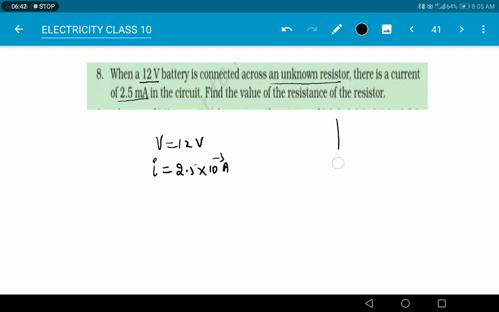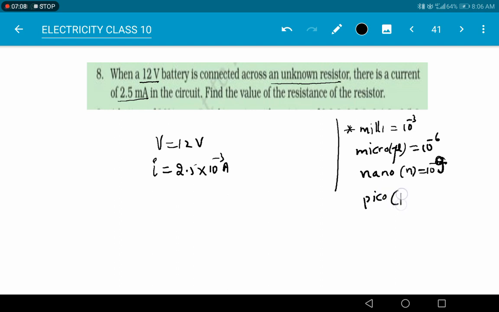You can note one point beside. Milli stands for 10 power of minus 3. Micro, this is the symbol of micro, stands for 10 power of minus 6. Nano stands for 10 power of minus 9. And pico stands for 10 power of minus 12. Remember this, it will be useful if the current is given in terms of microampere, nanoampere, picoampere. We can substitute in place of micro, 10 power of minus 6, like that.